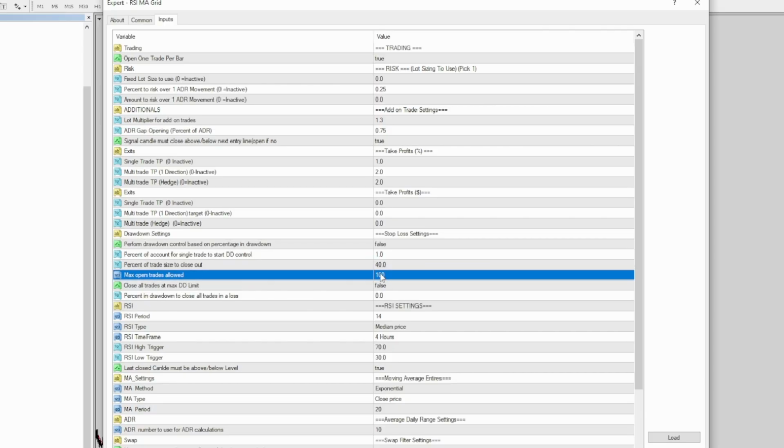And next up, we have max open trades, which is also self-explanatory. How many trades it's going to open up maximum. I have it set to 100 because I don't really use it. But if you do and you want to be a bit safer, then you can have that set.